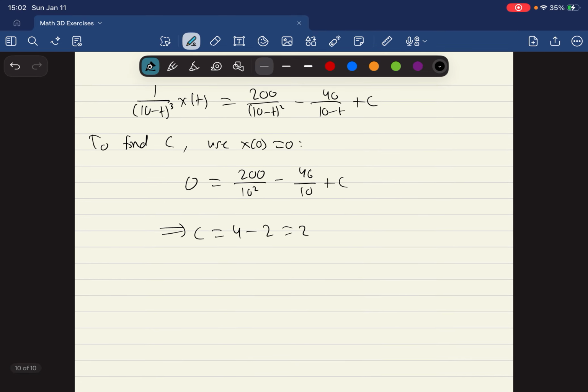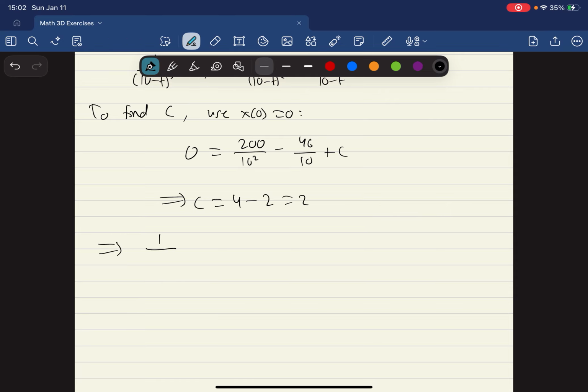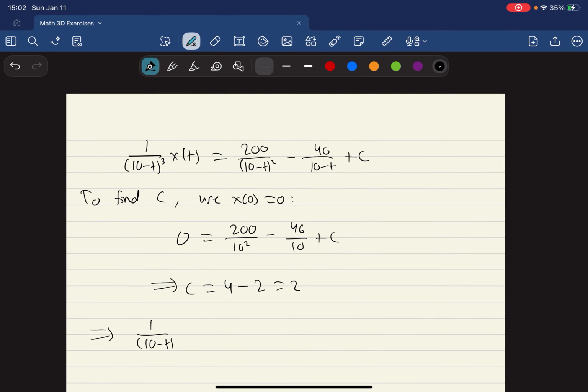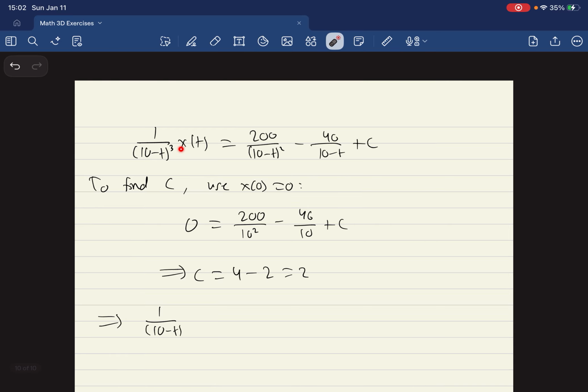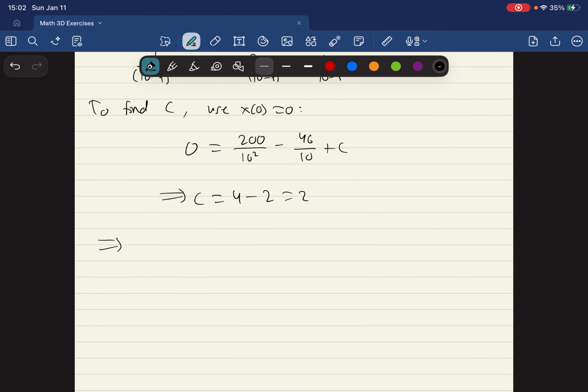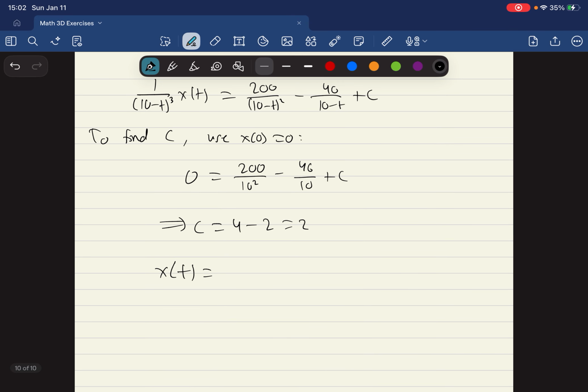And therefore, plugging this in to our expression up here, we get 1 over 10 minus t. And you know what? I'm going to kill two birds with one stone. I'm going to multiply the (10 minus t) cubed over to both sides. Simplifying everything involved, this gives a final expression for x of t as the following: 10 minus t minus 40 (10 minus t) squared, plus 2 (10 minus t) cubed. Nice.